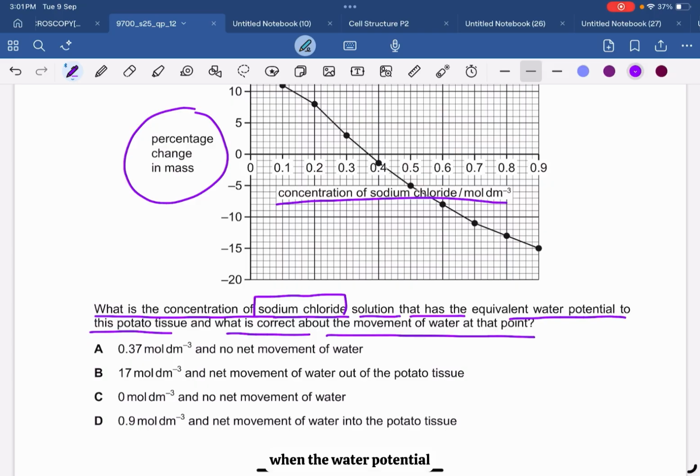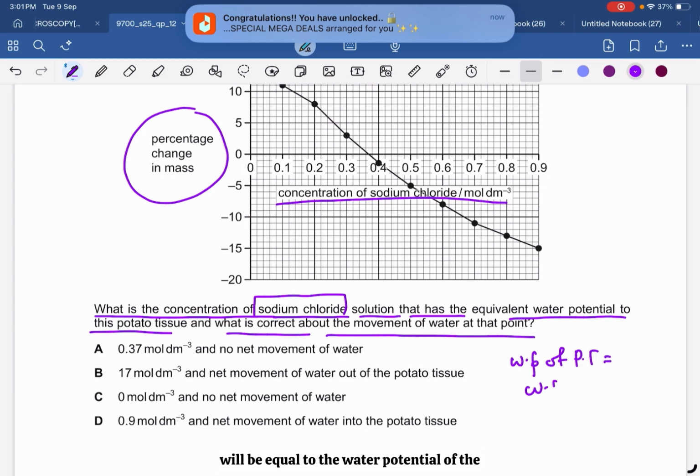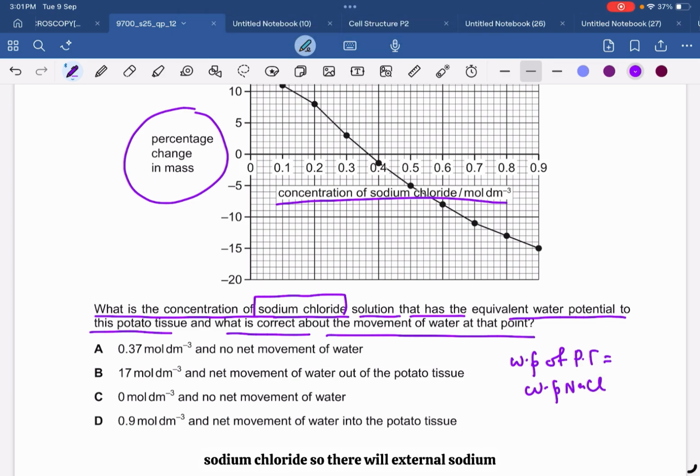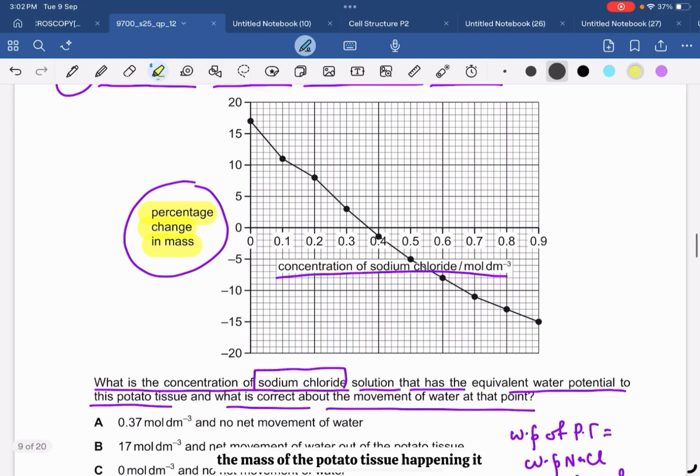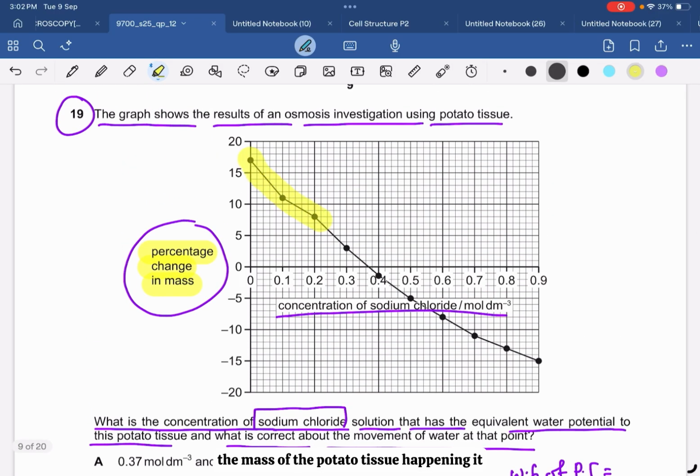When the water potential of the potato tissue is equal to the water potential of the external sodium chloride solution, there will be no net movement of water into and out of the cell, okay? And when will this happen? When there is 0% change in the mass. And when is the 0% change in the mass of the potato tissue happening? It is at this point.